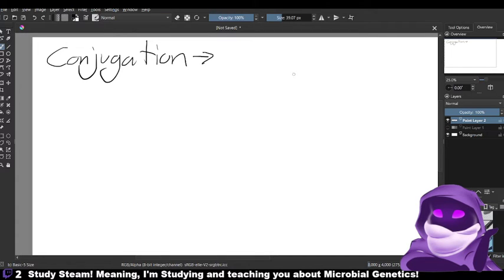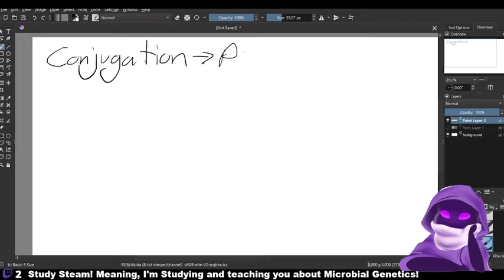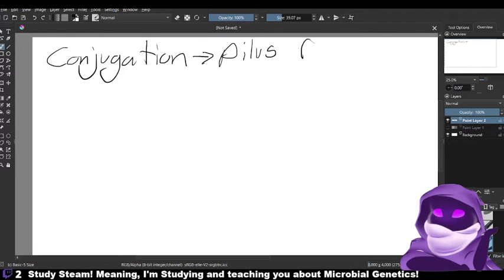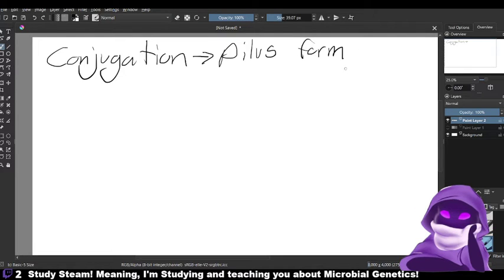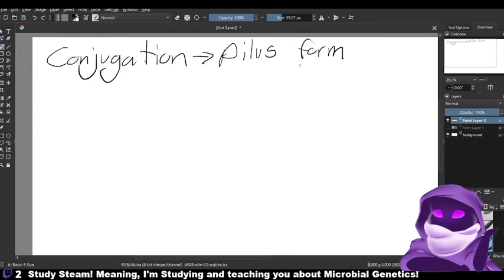Anyway, conjugation. Pilus. Pilus. So, this is via a mating bridge.